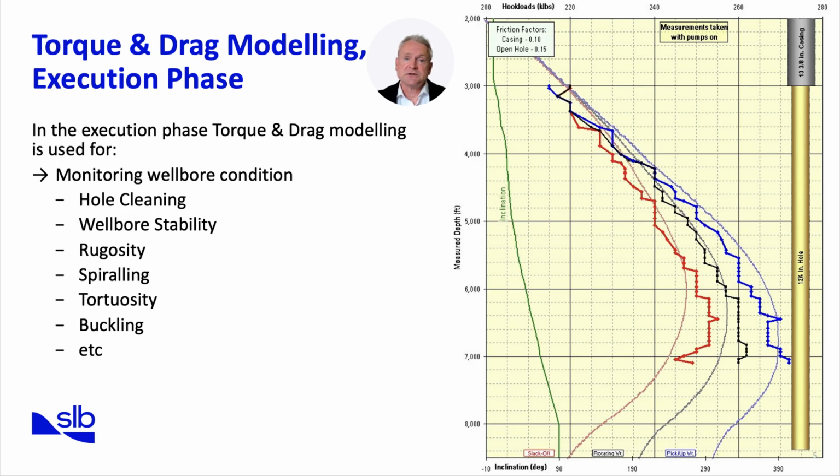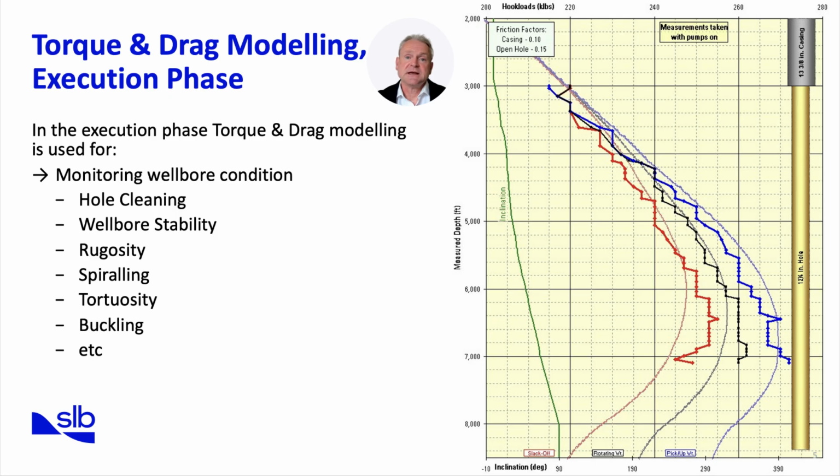Wellbore stability issues such as tight spots, rugosity, or spiraling often appear as unexpected increases in drag while tripping or while reaming. Tortuosity, the degree to which the actual well path deviates from plan, can also be detected when measured torque and drag differ from the model. Buckling of the drill string is another condition we monitor closely, as it can increase drag dramatically and lead to stuck pipe if not managed.